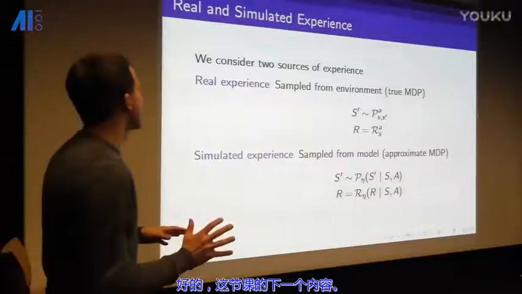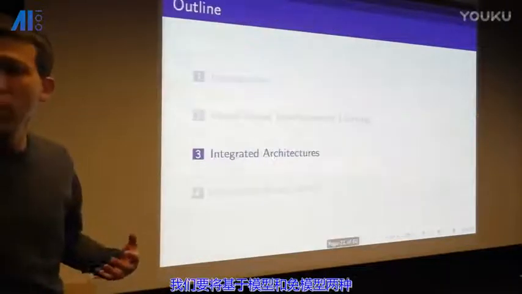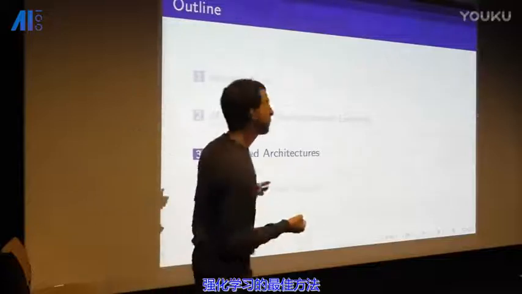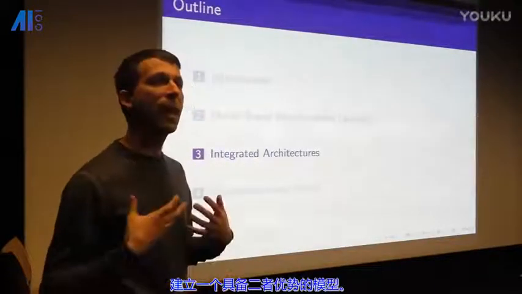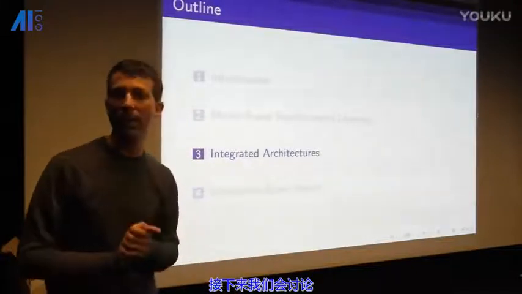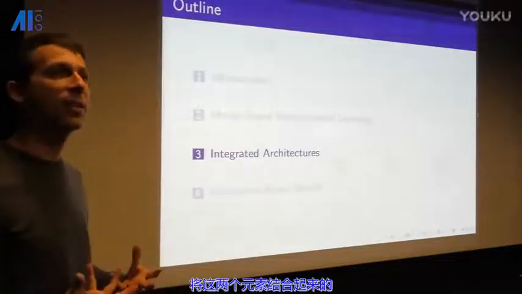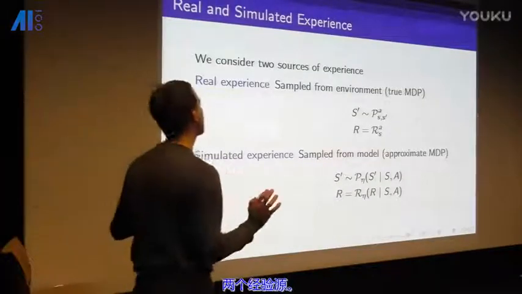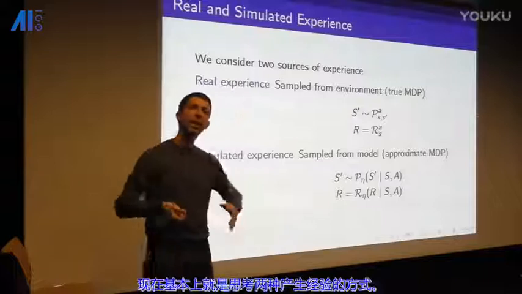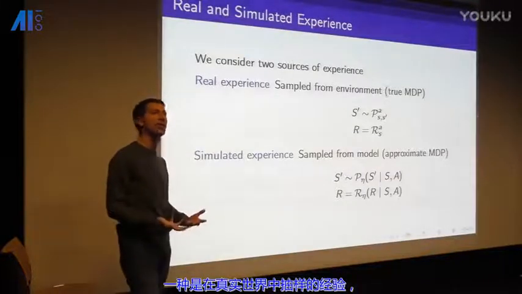Okay. Right. So for the next section, we're really going to try to bring together now the best of model-free and model-based reinforcement learning. Try and construct something which has the advantages of both, pulls them together. So we're going to talk about these integrated architectures that combine the two elements together. And what we're going to do is consider two sources of experience. We've basically seen two ways to generate experience now.